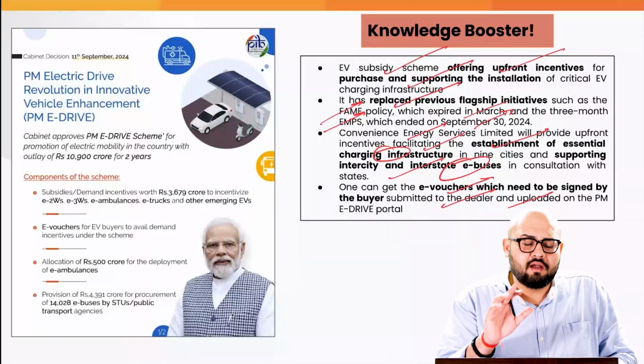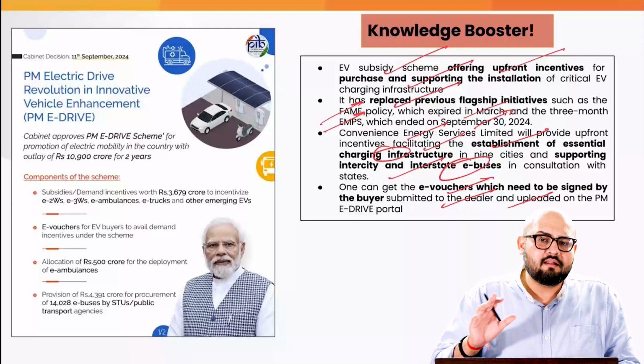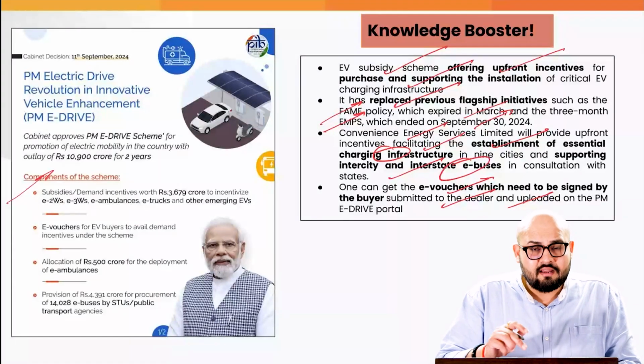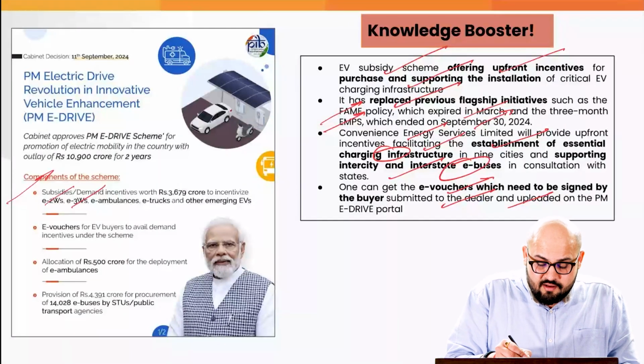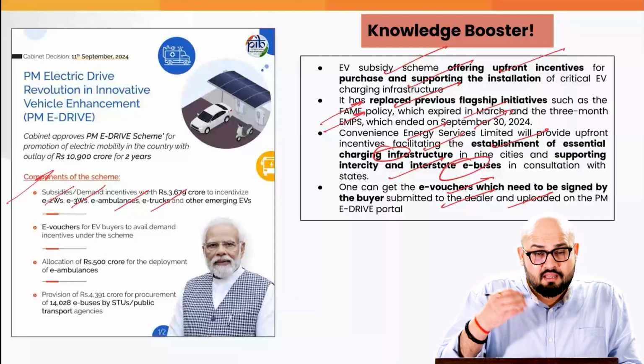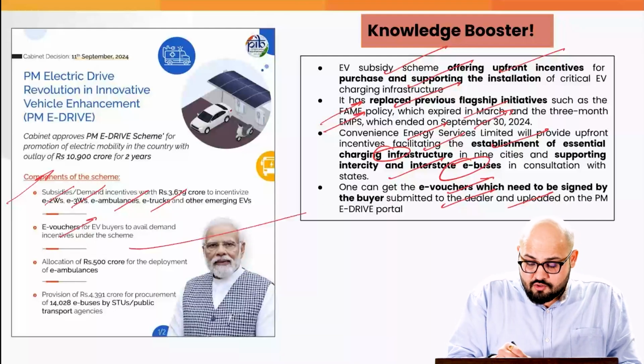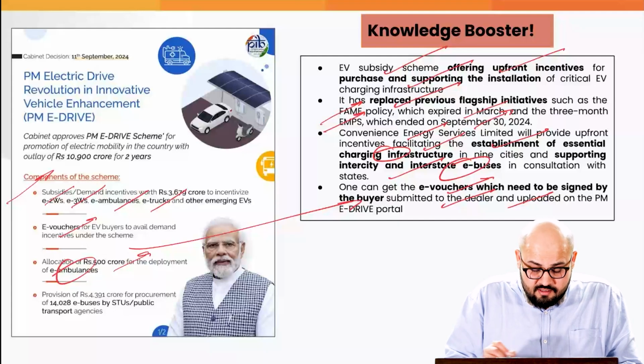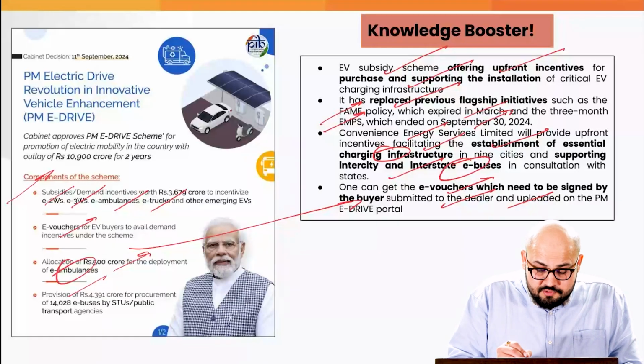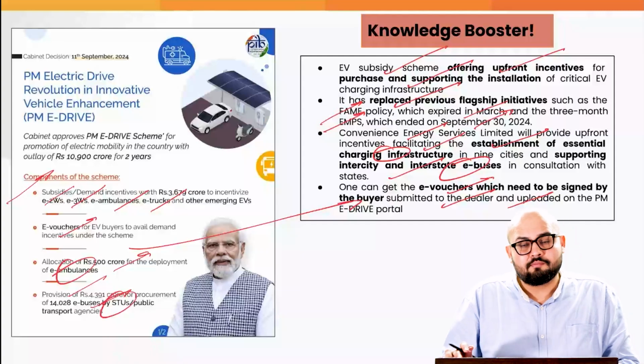Very important scheme. It can probably be asked in the prelims, right? So just understand that it applies to the electric two-wheelers, three-wheelers, e-ambulances, e-trucks. Then there is a facilitation of the e-vouchers we just talked about. Then allocation of almost 500 crore for the deployment of e-ambulances, and provision of almost 4,400 crores for the procurement of e-buses by state transport units, right?